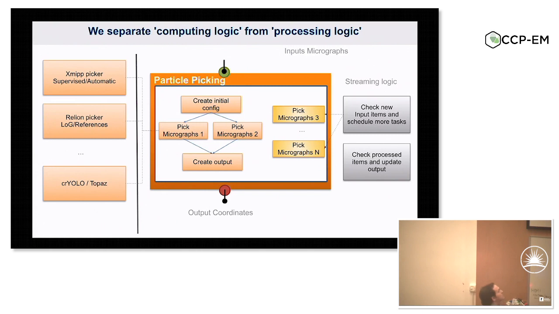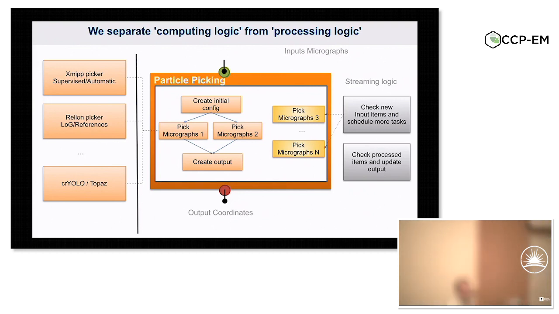But then we separated this. On the other side, we have one of these boxes here, pick micrograph. Now we need to implement it in em-pyqt or Relion, but all the other infrastructure is the same. So it means that now if you need to add a new particle picker, you don't need to re-implement everything. You only need to focus on one of these boxes.